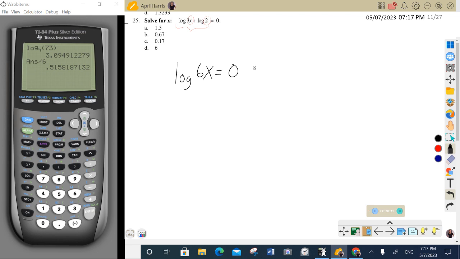and when you have 1 log, you want to rewrite the log as an exponential. So what is the base on a log if there is no base? Well, technically that's the common log, base 10. So we have 10, we're going to rewrite the log as exponential. 10 to the 0 power equals 6x. 10 to the 0 is 1, not 0. And then you're going to solve for x by dividing by 6. And 1 divided by 6 is 0.17. So the answer is C.